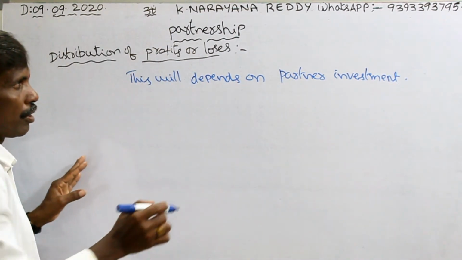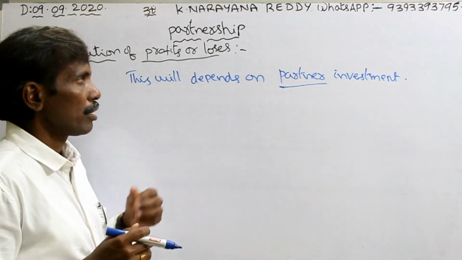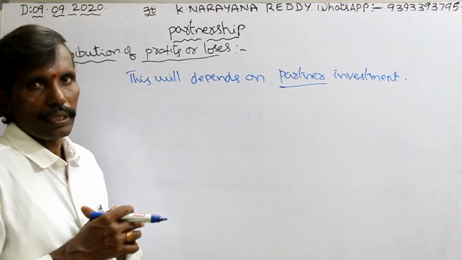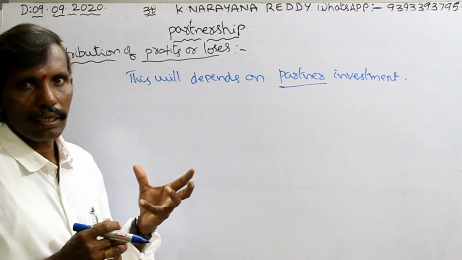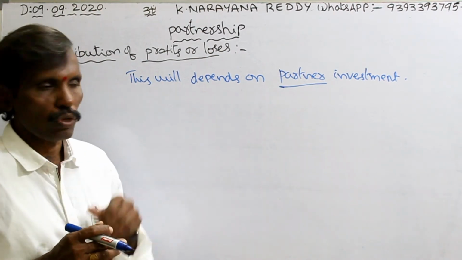Okay? Why? Because if a partner invested for 1 month, suppose the amount is 1 lakh and the period is 1 month. So that means 1 lakh for 1 month is 1 lakh.